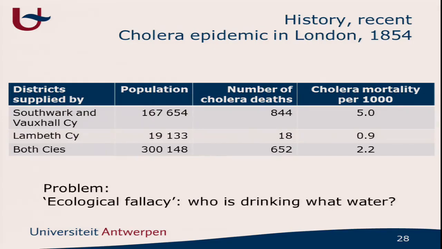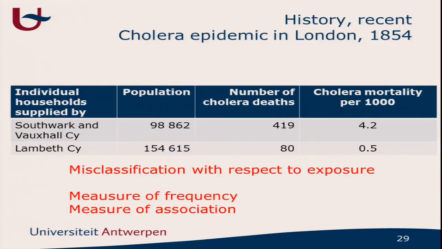So John Snow was smart enough, and this was probably also inspired by the work of John Grant. Be careful with the analysis of these data, because they are aggregated data, and you should try to come as closely as possible to the individual exposure. And he asked William Farr to redo the analysis. And this is an analysis not based on district level, but on household level. So now you are already much closer to the individual exposure. And this is the result.